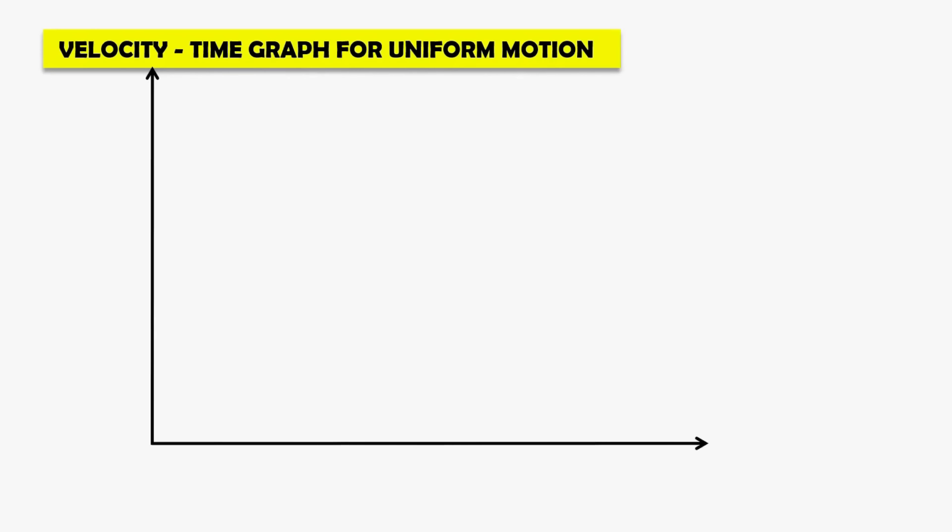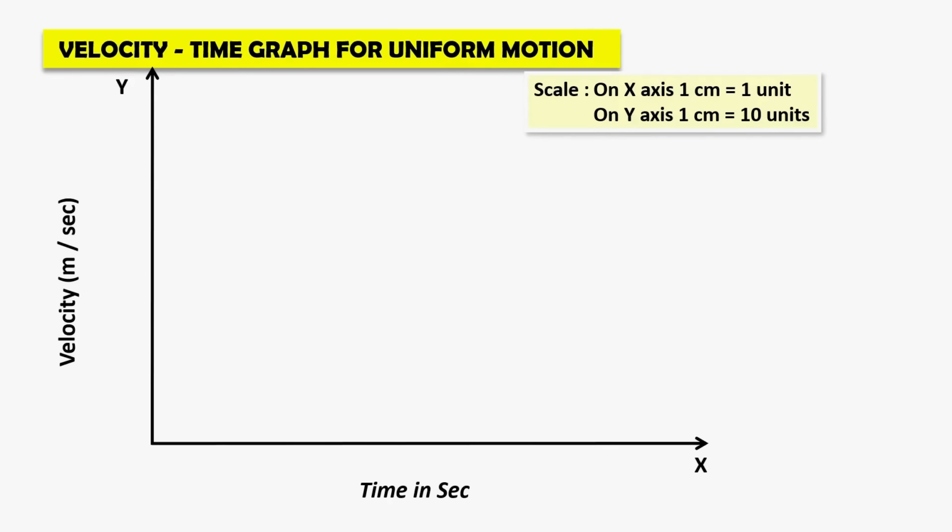Velocity-time graph for uniform motion. Finding distance from a velocity-time graph. In this lesson, we will study the velocity-time graph for uniform motion and learn how to find the distance traveled using this graph. Understanding the velocity-time graph. First, look at the velocity-time graph. On the horizontal axis, we take time measured in seconds. On the vertical axis, we take velocity measured in meters per second.